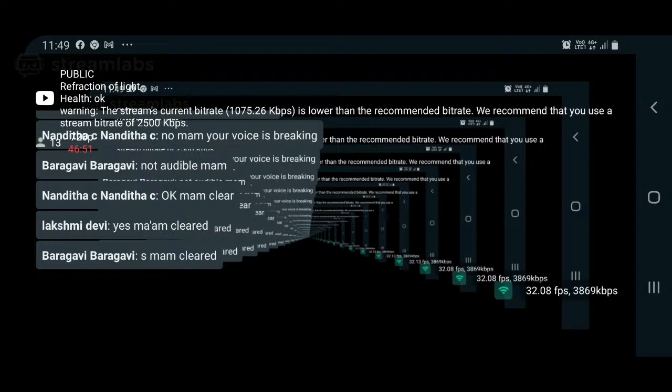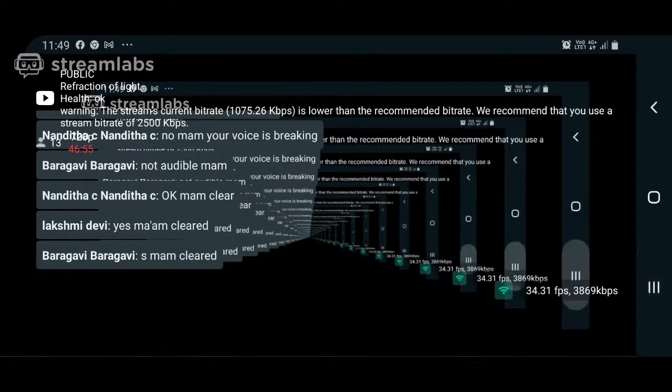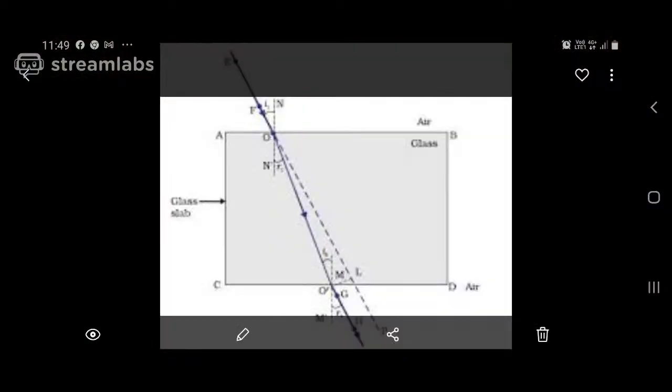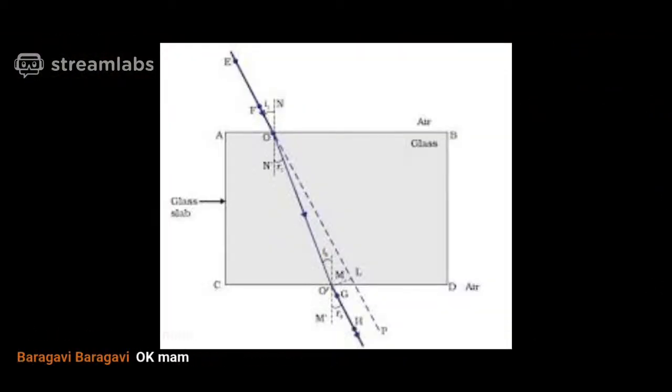Okay, I'll just show the screen once again. You just have a look. So again the refracted ray, and O to O dash. Okay, and then L to P and O dash to H. Now what happened here? The ray of incidence and the final ray of refraction are parallel to each other. They are parallel to each other.